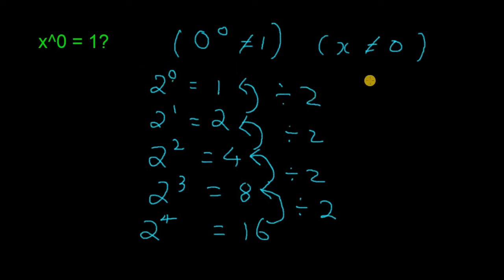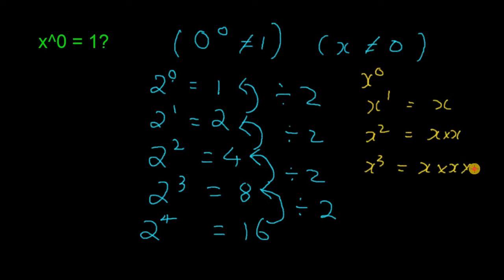So therefore you can generalize it as x raised to 0. x raised to 1 will be x, x raised to 2 will be x into x, x raised to 3 will be x multiplied 3 times. So if you want to go back, you divide by x. Again, you divide by x if you want to go back to the previous power. And again you divide by x. So x divided by x will give you 1. Therefore, any number raised to 0 is equal to 1.